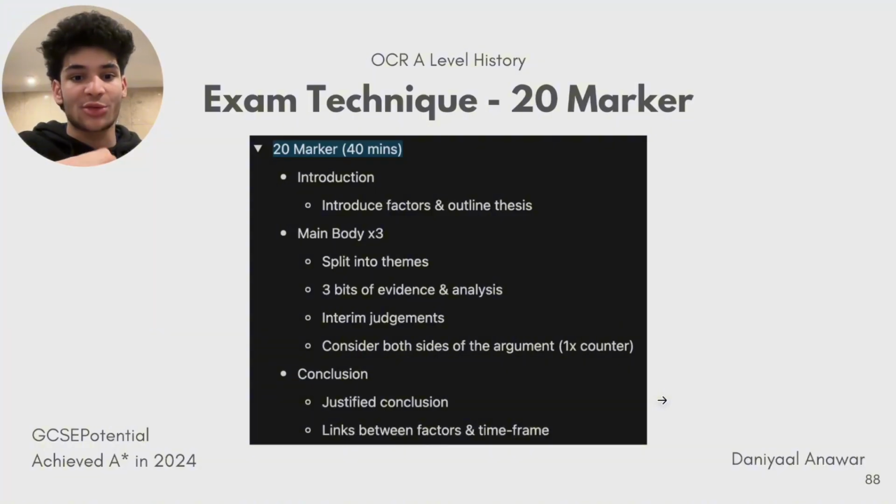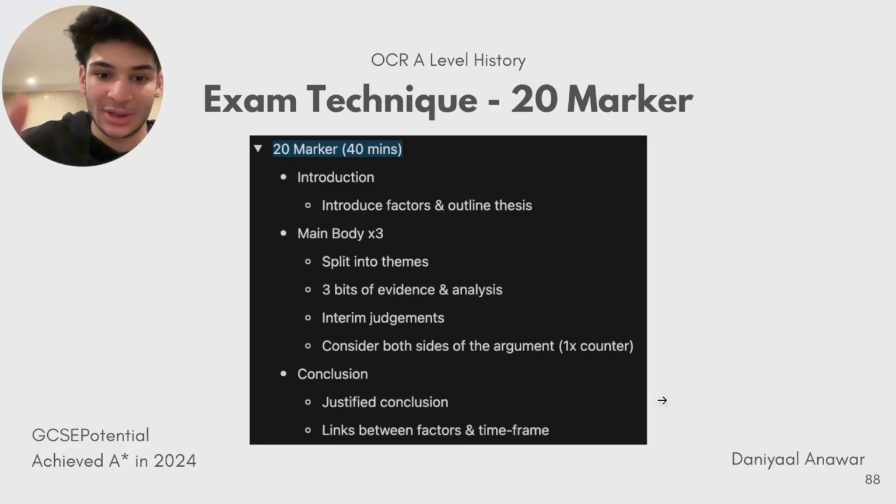Three main body paragraphs, split them into themes, as I mentioned earlier: economic, political, social, whatever. Three bits of evidence and analysis, interim judgments, consider both sides of the argument.